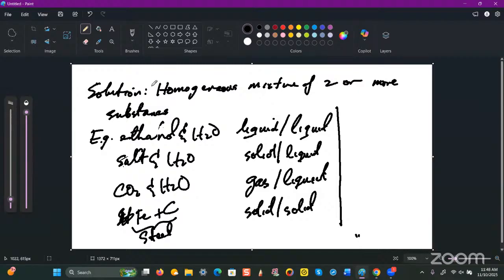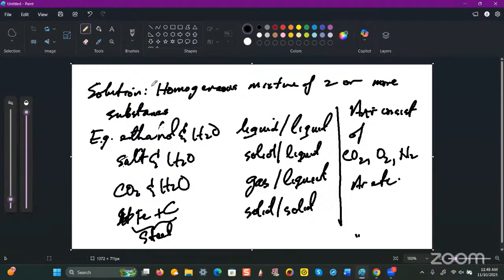Let me give one more example, one our very lives depend on: the air we breathe. That's a mixture of several gases, right? So air consists of carbon dioxide, oxygen, nitrogen, and then you have some other gases in small amounts, like argon and so on. That is also considered to be a solution because that's also a homogeneous mixture.